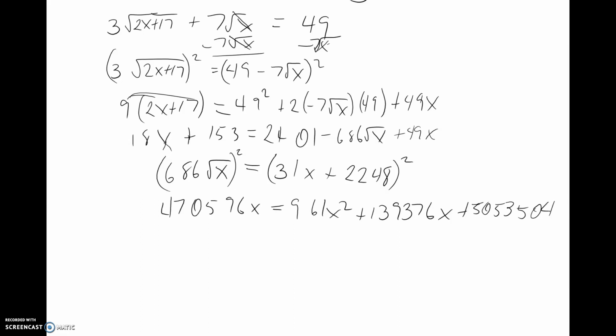Now we have a quadratic, and anytime you want to solve a quadratic, you always want to have it set equal to 0. So I'm going to move the 470,596x to the other side. So I just end up with this: 0 equals 961x squared minus 331220x plus 5053504.